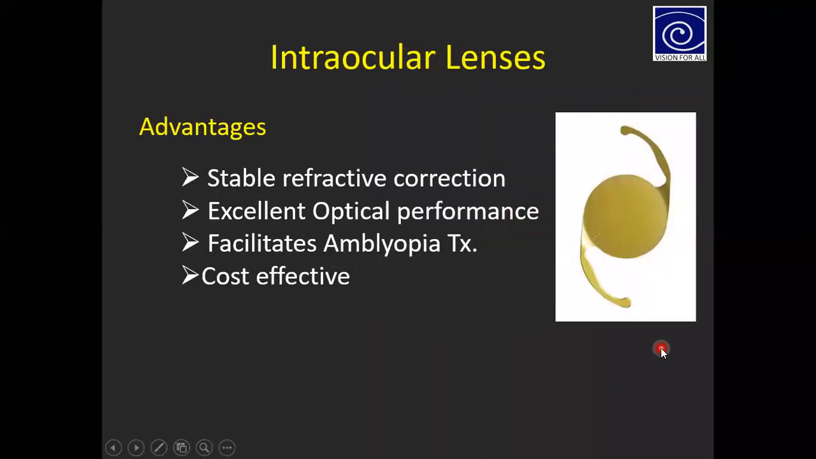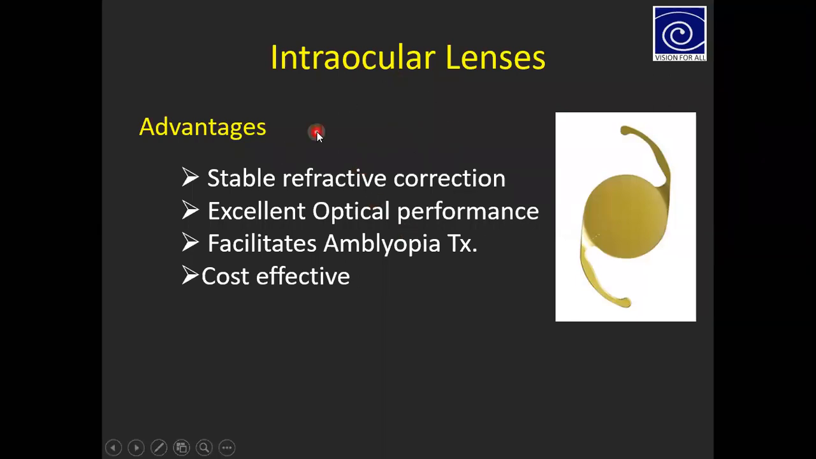Now coming to the intraocular lens. Intraocular lenses are the choice of correction in aphakic patients. Whenever a patient is operated for cataract, or there is any problem because of which the natural crystalline lens cannot be there and the eye becomes aphakic, the natural choice of correction is the intraocular lens. But as I have explained, in children it is not always possible.